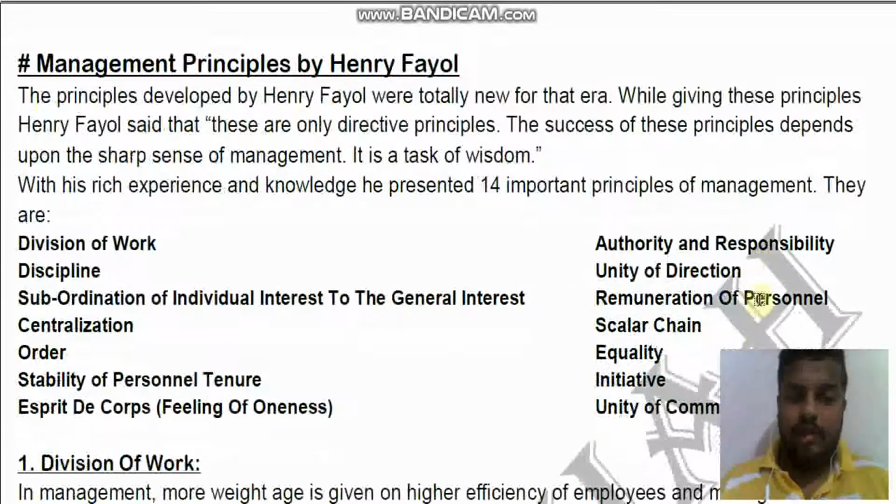So that's all for today. In the next part, that is the third part, we'll be studying those 14 principles of management given by Henry Fayol, and the last topic, that is the contribution of Peter F. Drucker in modern management.